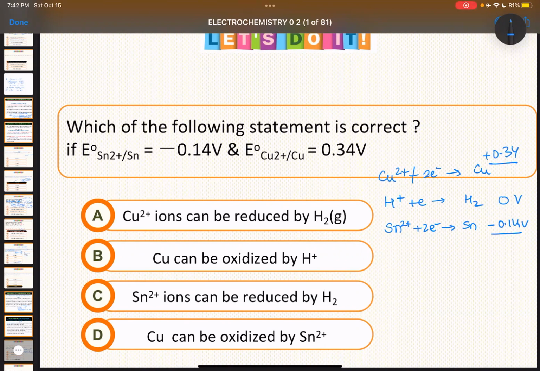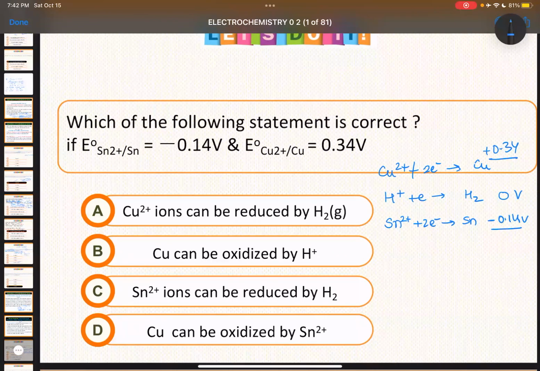Now you have told me option C. So Sn2+ ion can be reduced by hydrogen. So who is having more tendency to gain electrons? Can hydrogen give electrons to tin? Does tin have more tendency to accept electrons as compared to hydrogen, or does hydrogen have more tendency to accept electrons? Tell me. As per the equation, you can write it in this way, and you will never go wrong.